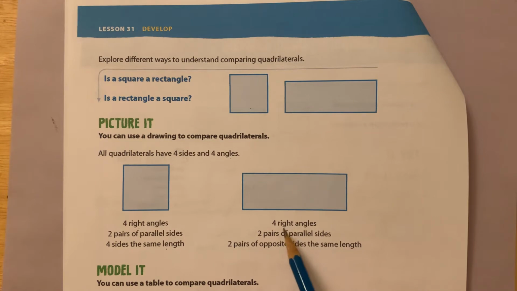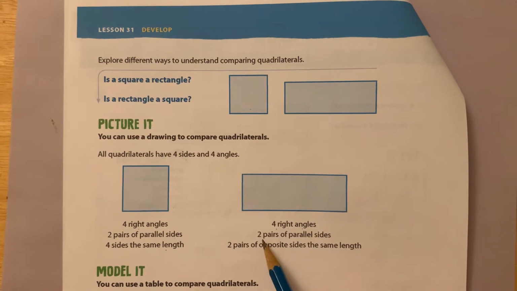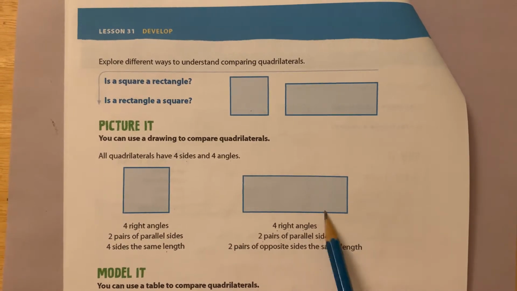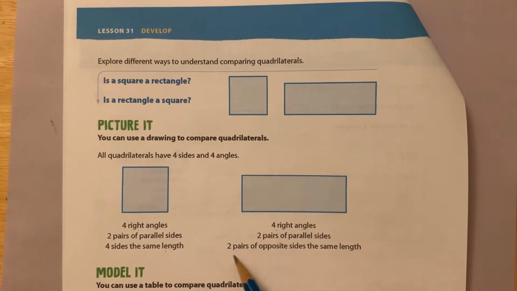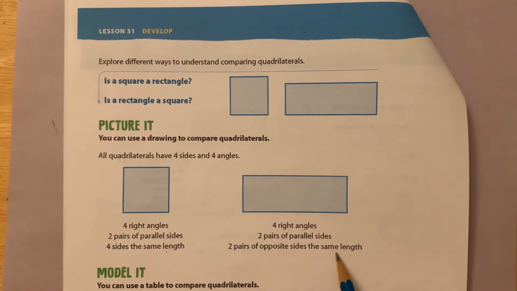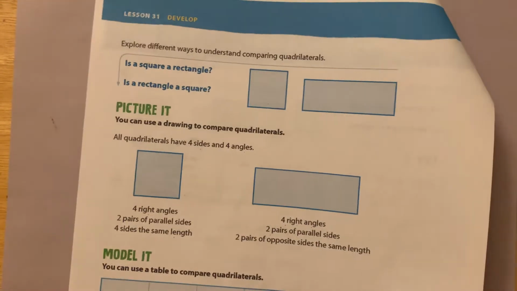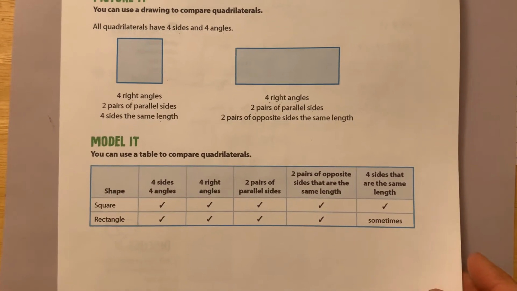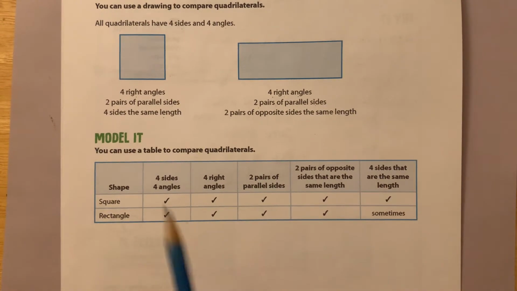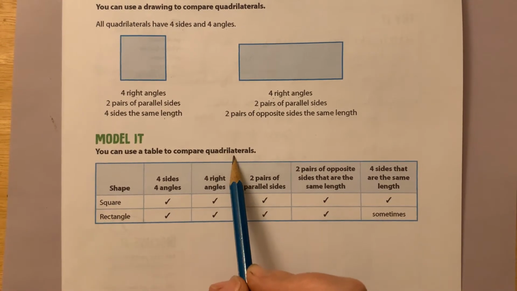In our rectangle, we have 4 right angles, 2 pairs of parallel sides, right here, and 2 pairs of opposite sides the same length. Kind of the same thing we had on the other side of the paper. They also used a model. They used a table. You can use a table to compare quadrilaterals.